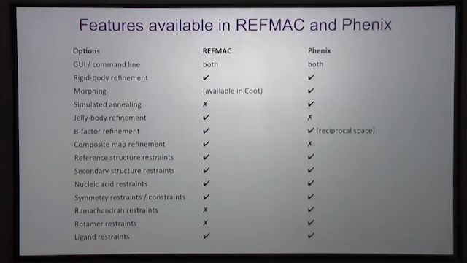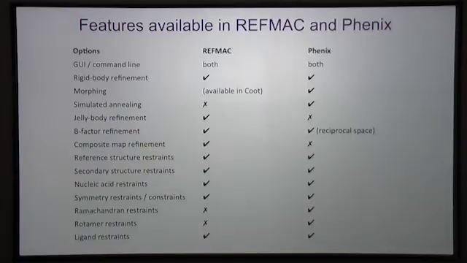And although these programs operate in 2 different spaces, whether that's Fourier or real space, they actually have many features in common. But they also have some distinct features. For example, Phoenix can do a simulated annealing step, whereas RefMac can do composite refinement, where you take maps and combine them and refine against those combined maps.